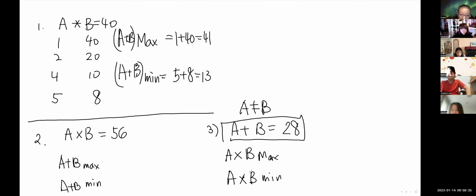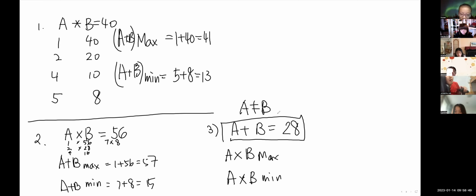Both of them. Okay, so the first question is pretty easy, right? So either 1 times 56, 2 times 28, 4 times 16, and 7 times 8. So of course we know the maximum is 1 plus 56 equals 57, and minimum is 7 plus 8 equals 15.